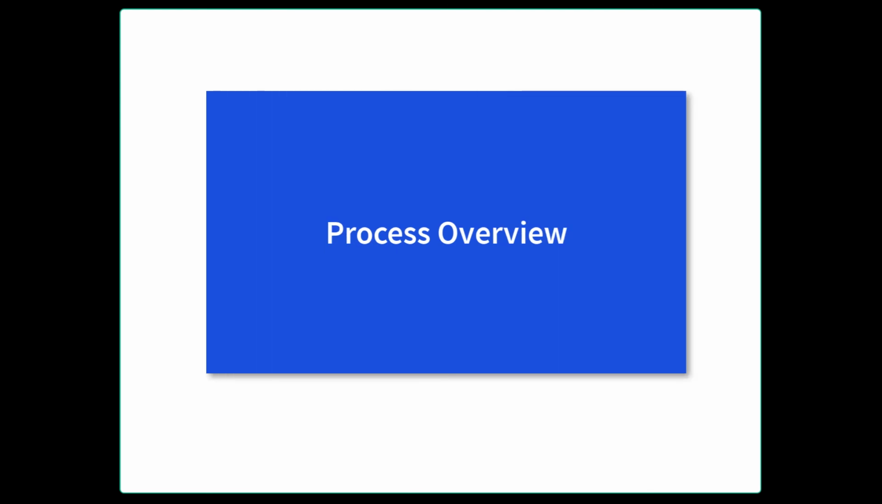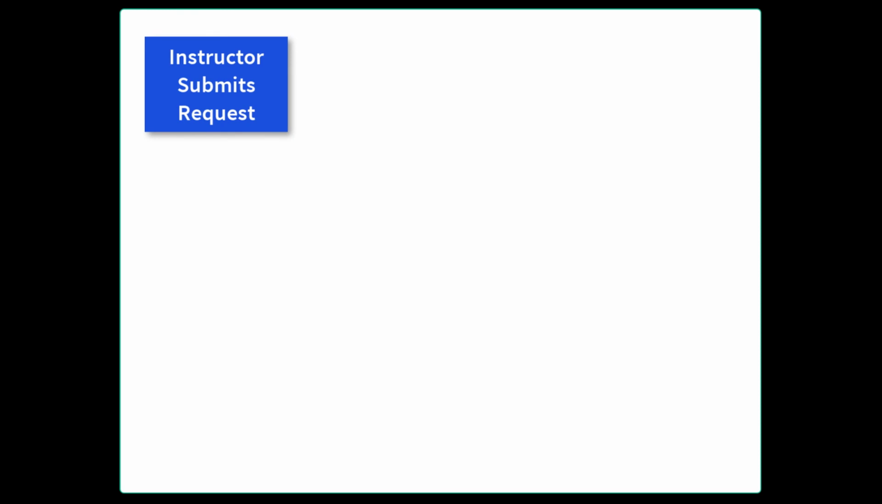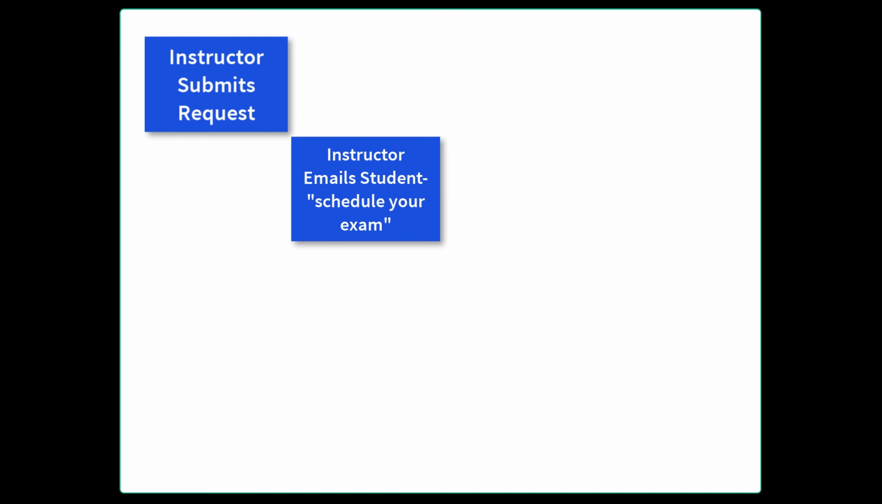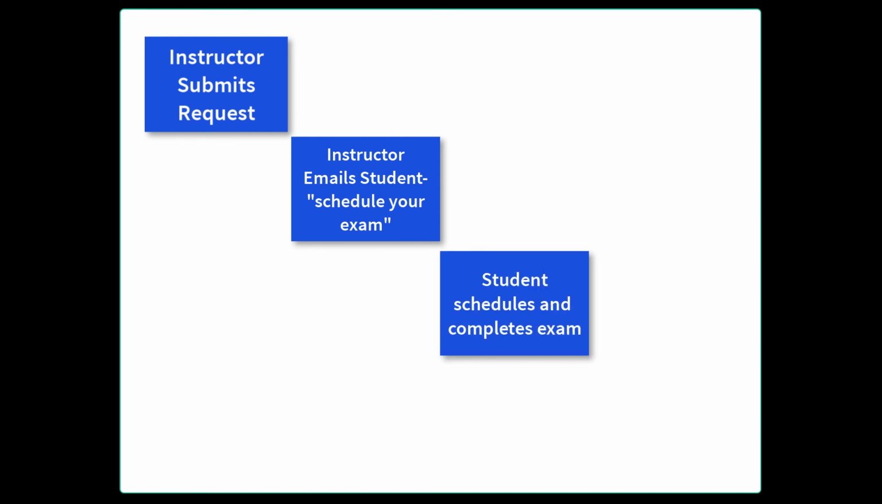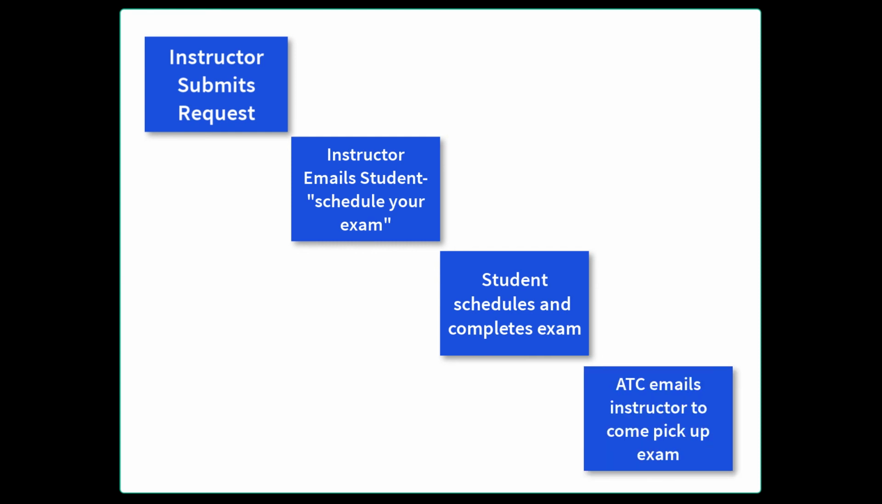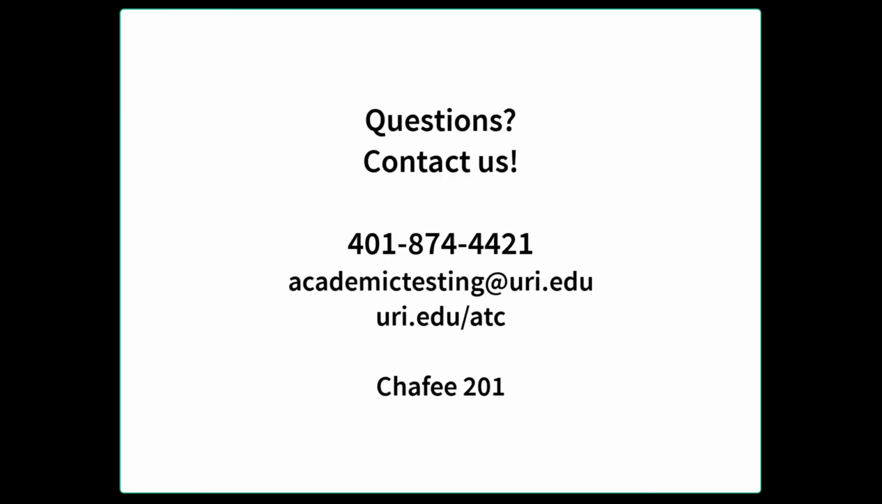So finally, thanks for hanging in there. Here's a very brief recap of the process just to make sure it's clear for you. Faculty, you'll be told by students either that they have disability accommodations or they have an excused absence for an exam. You will submit a request through this online system and then email students to tell them to schedule their exam. Students will go online to our website to schedule, then they'll come to complete the exam here at the testing center. The Academic Testing Center will email you to tell you that you have an exam that's ready for pickup.